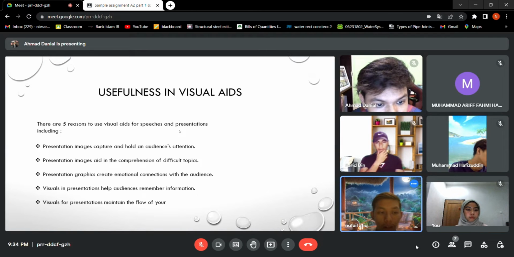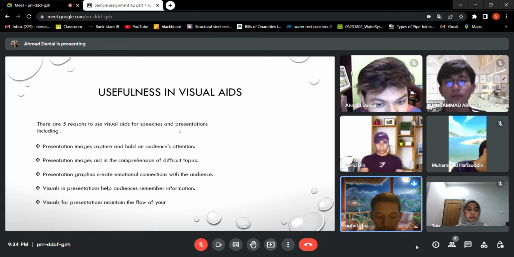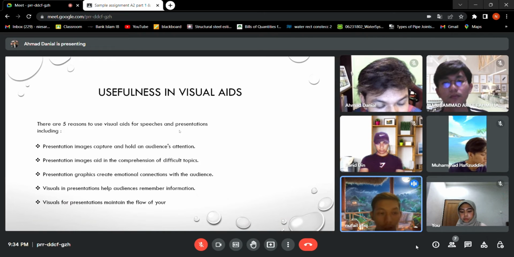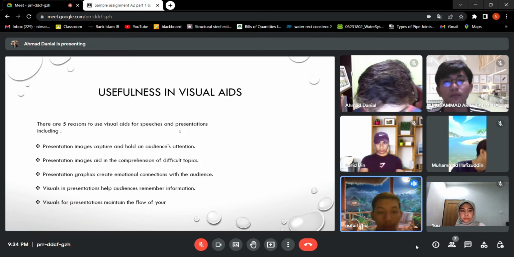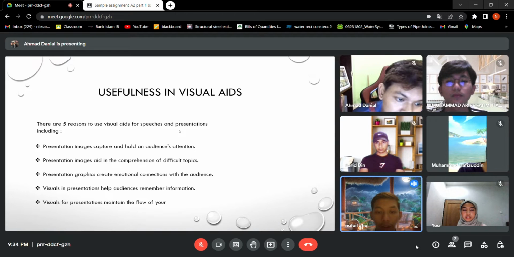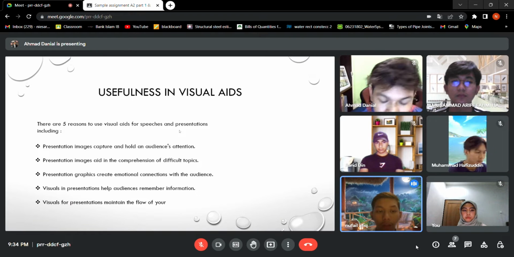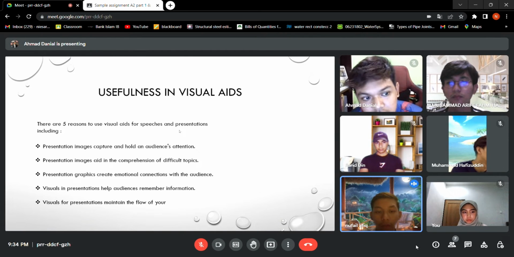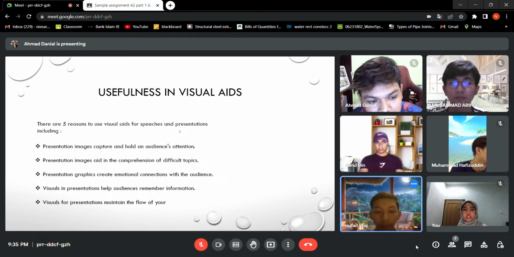Second one is presentation images aid in the comprehension of difficult topics. Not everyone computes information at the same speed. Infographics make data-heavy presentations more digestible, breaking statistics and other figures or timelines into bite-sized chunks. They are also more persuasive, according to a study conducted at the Wharton School. 67% of audience members were more convinced by the content of a verbal presentation with accompanying visuals versus 50% with a verbal-only presentation. The third one is presentation graphics create an emotional connection with the audience.